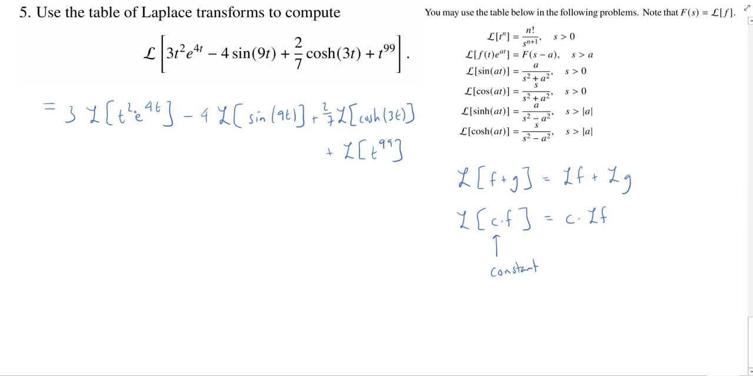So for this first piece, one of the temptations is to break this up and say, oh, this is the Laplace of t squared times the Laplace of e to the 4t. This doesn't work. The Laplace of a product does not equal the product of the Laplace transforms. This is just not a true statement. It's not surprising, because the Laplace transform is defined in terms of an integral, and the integral of a product is not the product of the integrals.